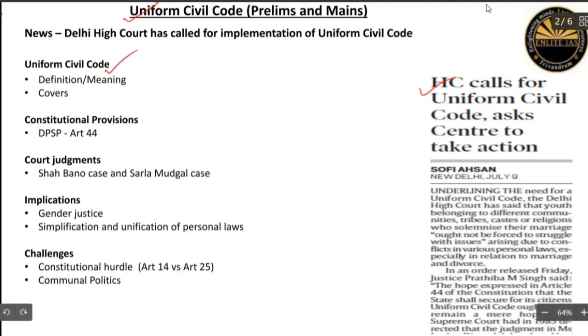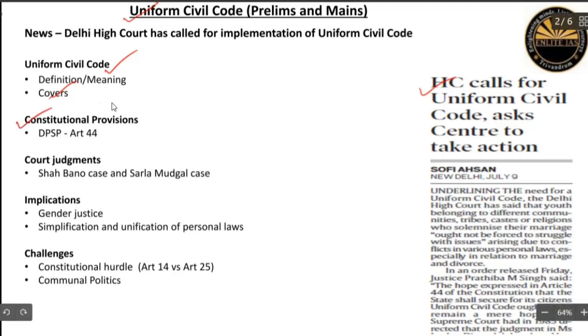Okay, so Uniform Civil Code basically means that all the sections of the society, irrespective of their religion, should be treated equally. And this specifically covers their personal law, including marriage, divorce, inheritance, succession, etc. So Uniform Civil Code basically means that all the people be treated equally, irrespective of their religion.